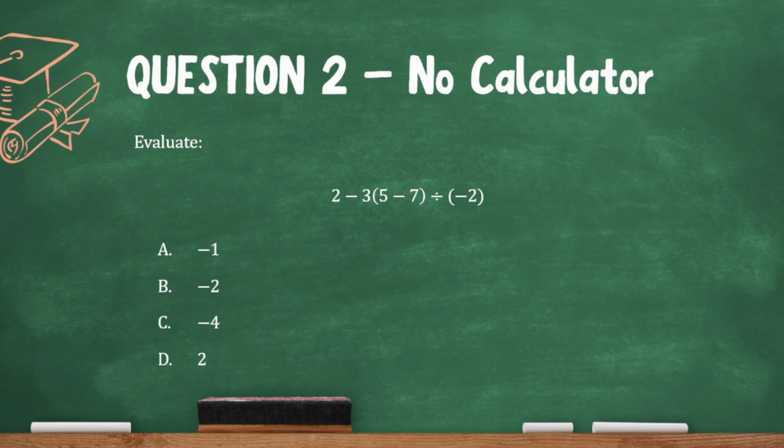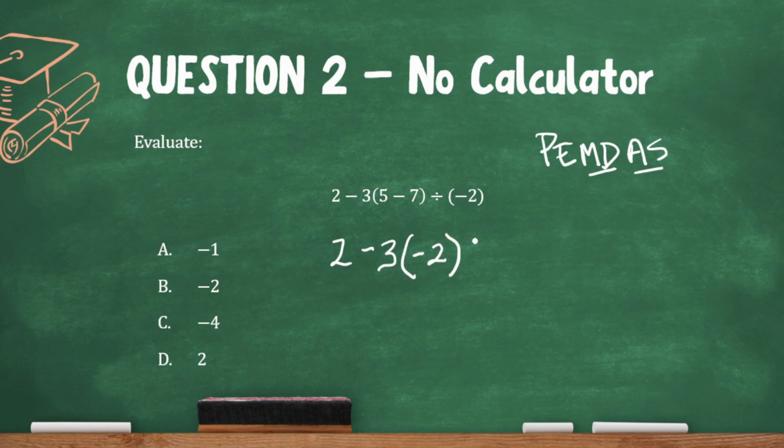Number 2, evaluate. And it looks like I've got an order of operations problem, PEMDAS: parentheses, exponents, multiplication and division, addition and subtraction. And remember that these go together. So let's do what's inside the parentheses first. And I'm going to write everything else down. So 5 minus 7 is negative 2. Okay, and there's nothing else to do inside of the parentheses right now.